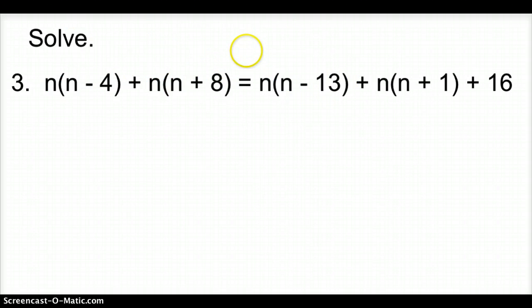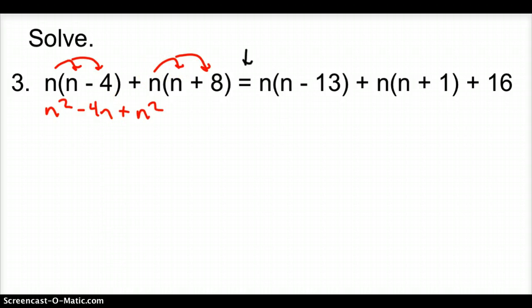And now we are asked to solve. Remember, with that equation sign, we have to have an actual numeric answer. So let's go ahead and start solving. Let's take care of our parentheses first by distributing these n. So it's going to be n squared minus 4n. Distribute here to get n, here to get n squared plus 8n.